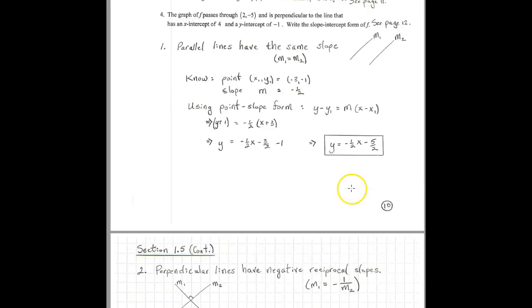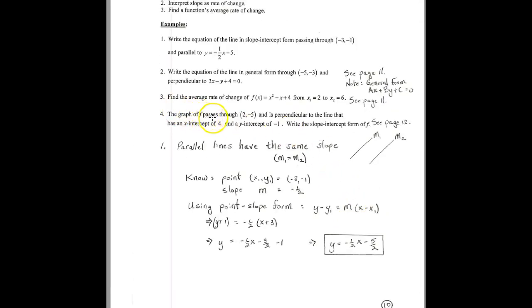The last example in this section: the graph of f passes through (2, -5) and is perpendicular to the line that has an x-intercept of 4 and a y-intercept of -1. We want to write the slope-intercept form of that function, in other words, a line.